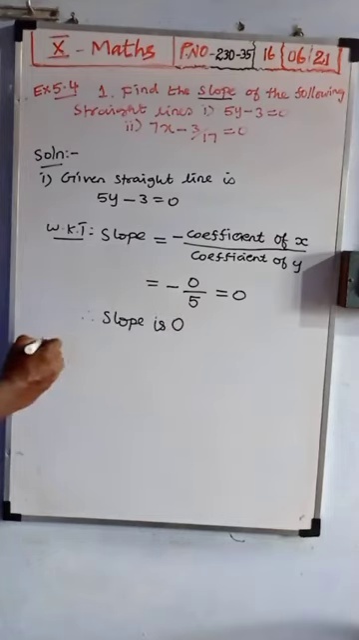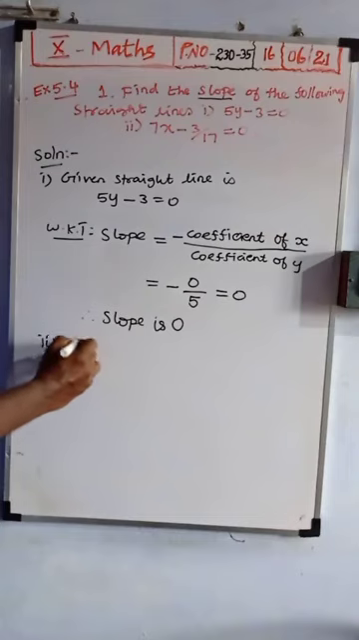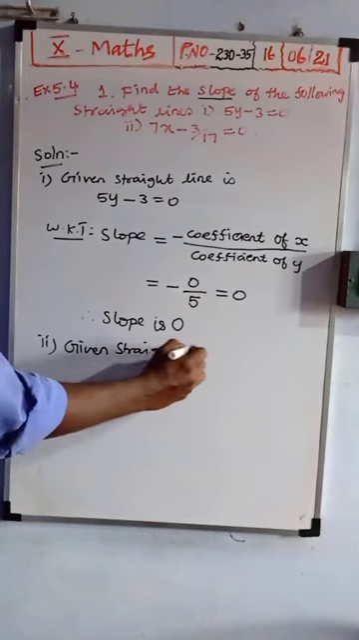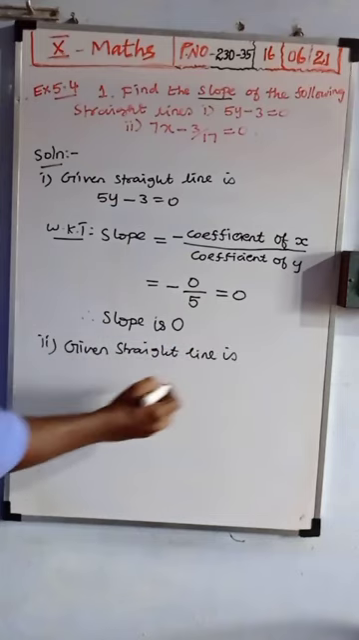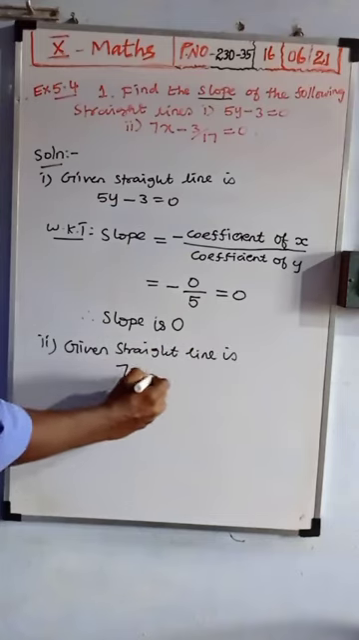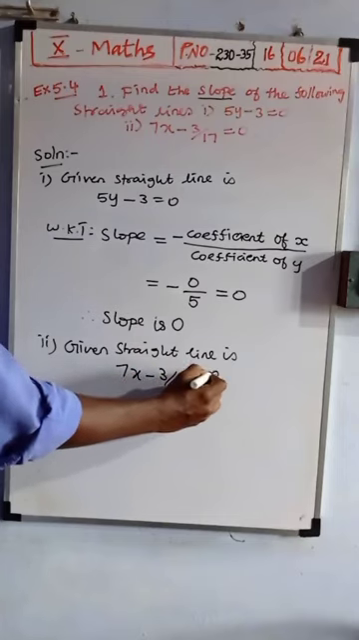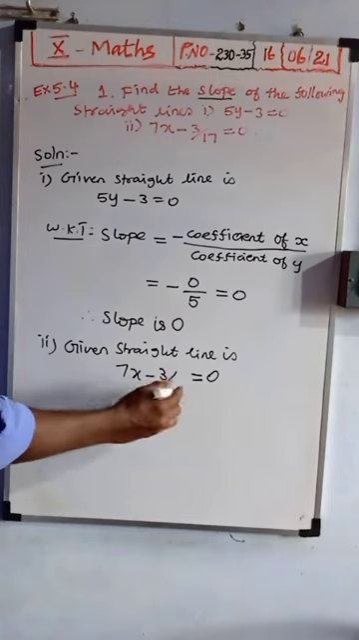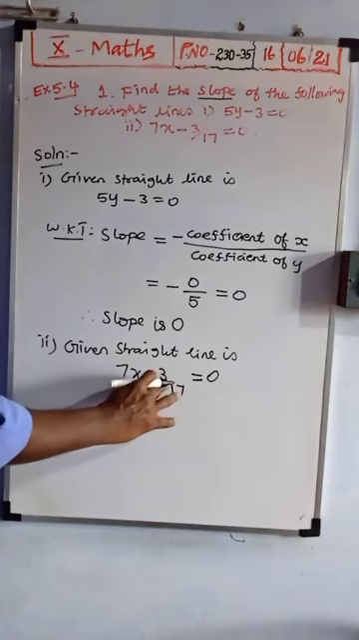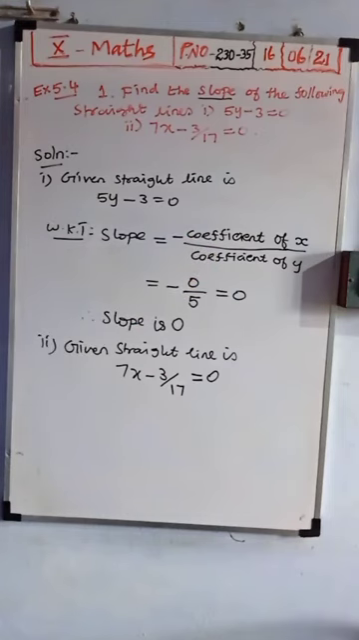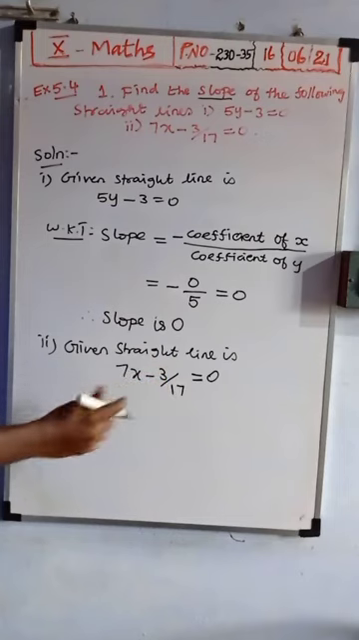Then the second point. The given straight line is 7x minus 3 by 17 is equal to 0. Here, 17 needs no LCM; it is a constant term only. Here we will not use the constant term, because for slope we only use the x coefficient and y coefficient. So the constant term need not be considered.